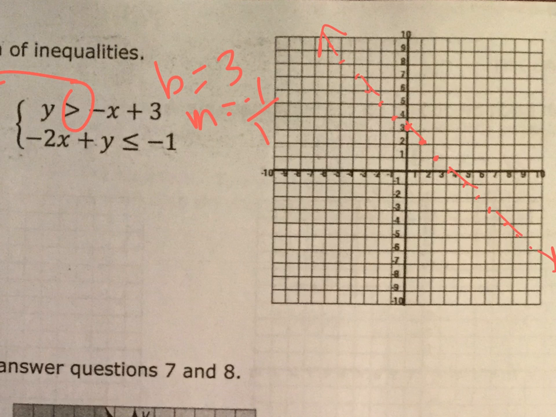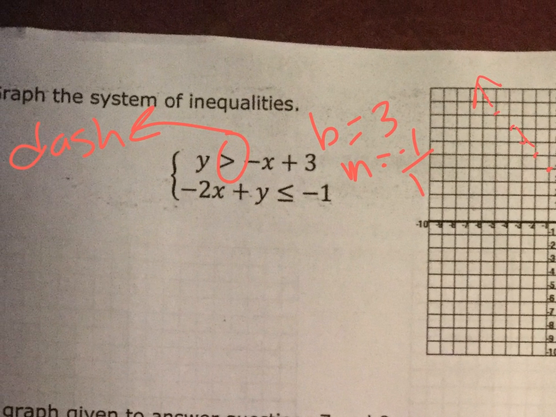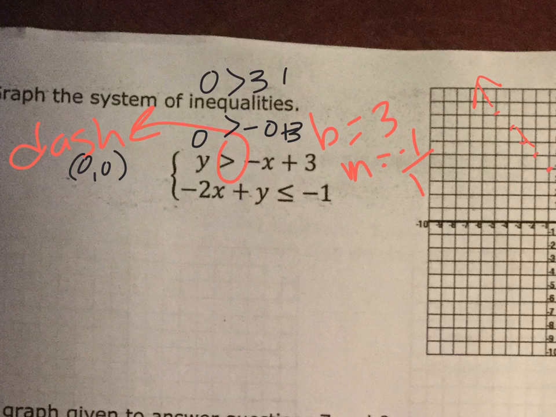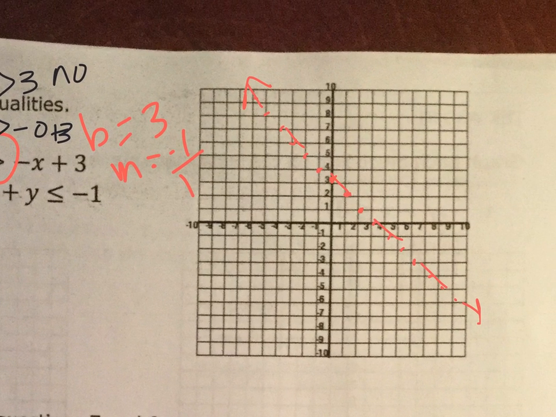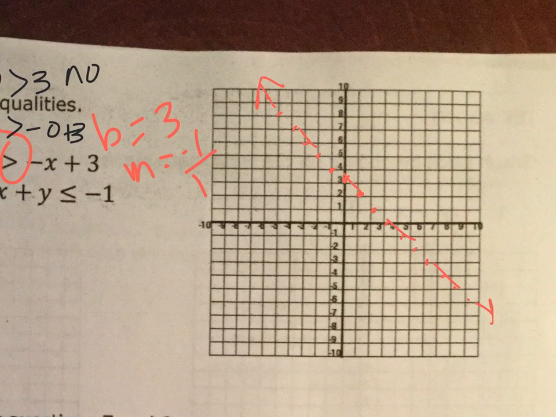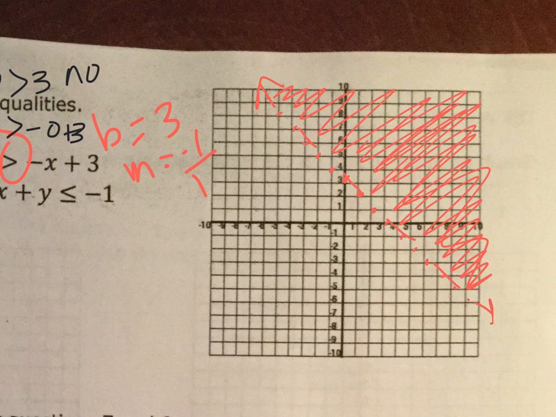0, 0 is clearly on one side of that line, so I'm going to test 0, 0. So is 0 greater than negative 0 plus 3? Is 0 greater than 3? Nope. So 0, 0 can't be shaded. So I'm going to shade on the other side of where 0, 0 is, which is up here. Oops, might help if I had a pen. So this is all getting shaded for that inequality.